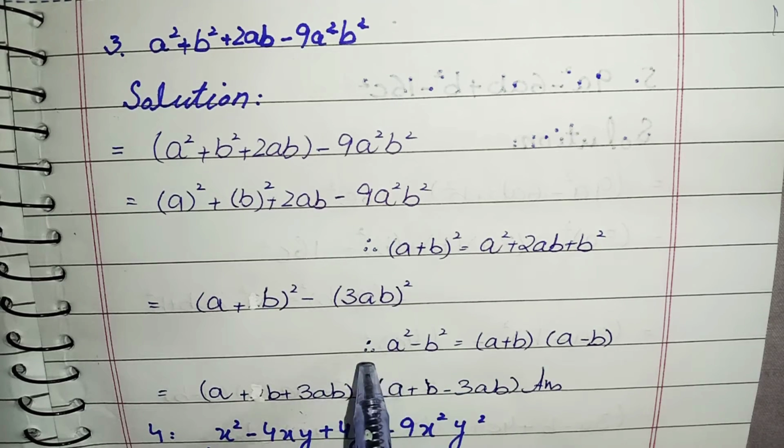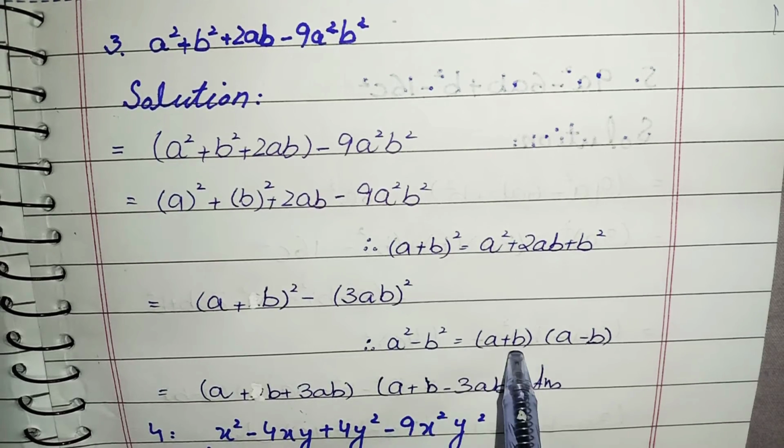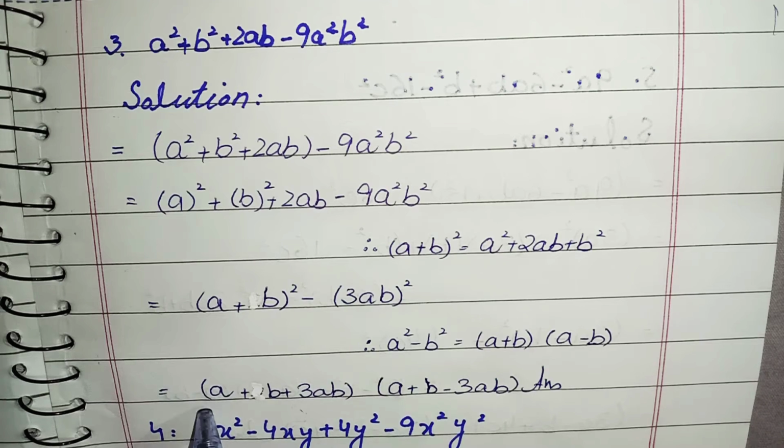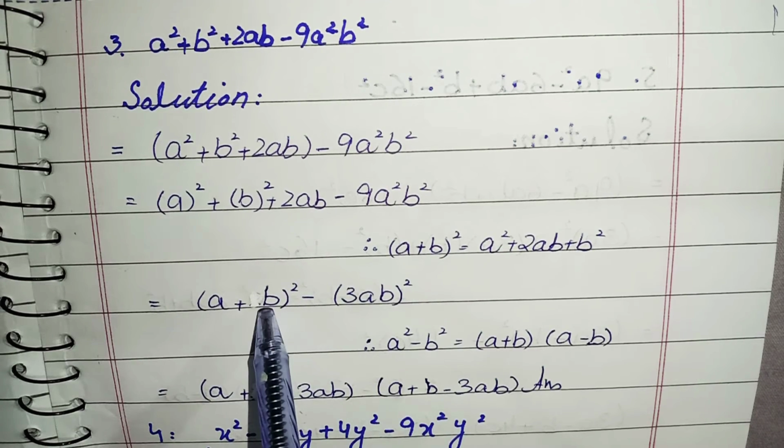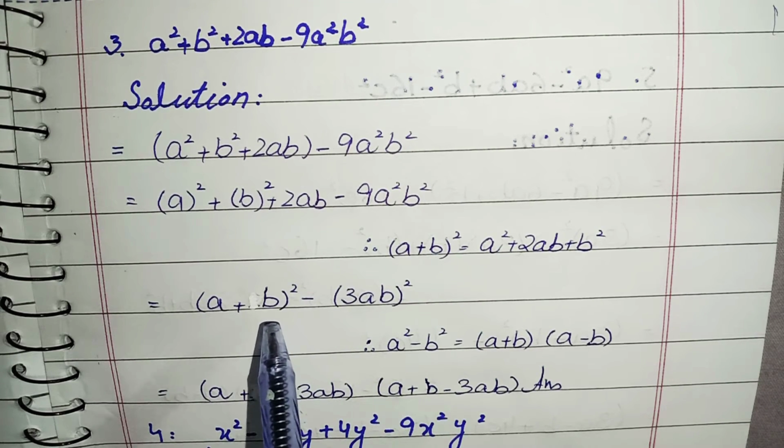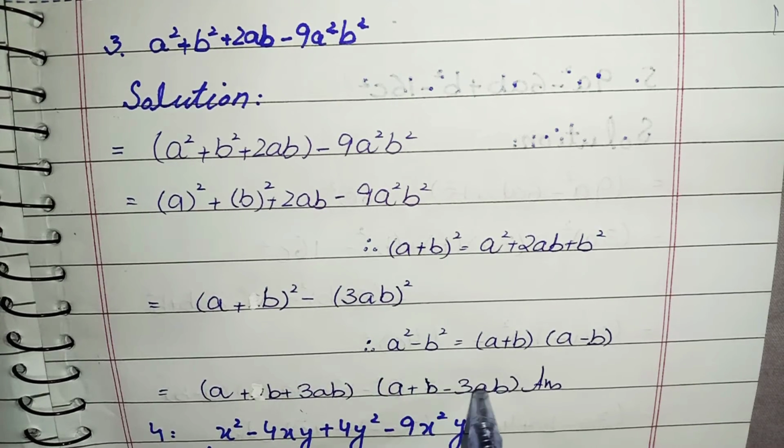Now we will use our second formula: a square minus b square is equal to a plus b into a minus b. We will write these two terms firstly with plus sign, then with minus sign. So we will write a plus b plus 3ab, a plus b minus 3ab. So students, this is our answer.